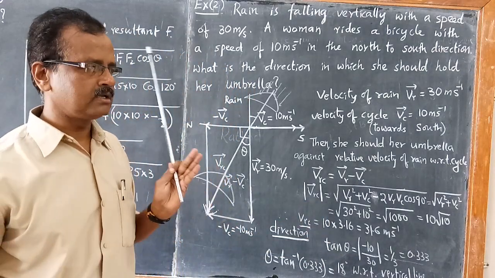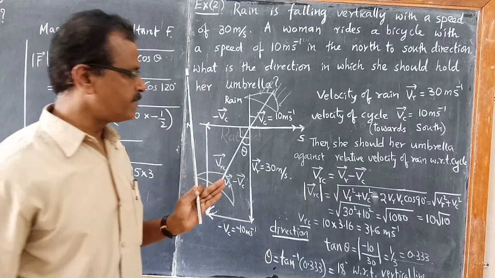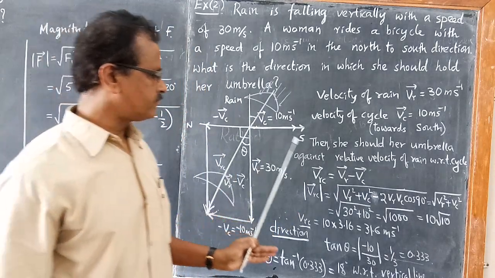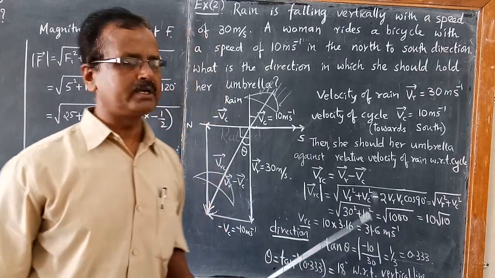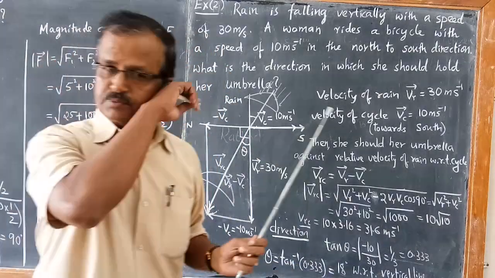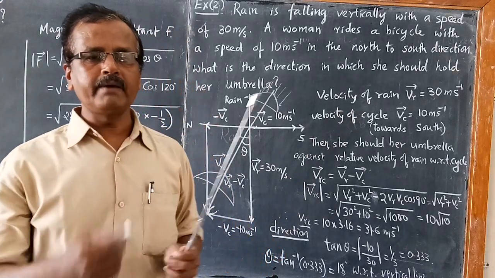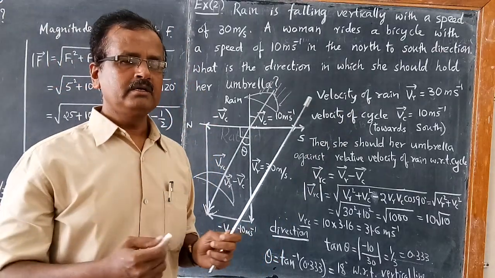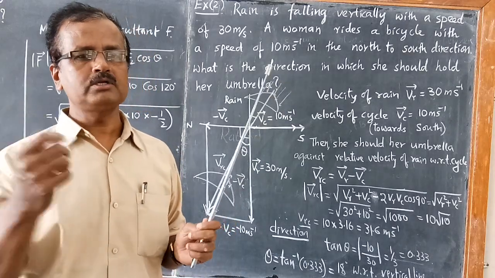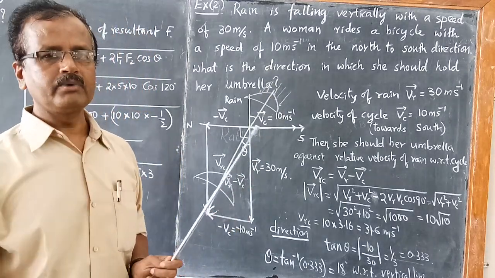Means the cyclist, the woman who is riding the bicycle, experiences a relative velocity of 31.6 meter per second, although the rain is falling down with 30 meter per second. It's quite a common experience. If you are riding a bike and it is drizzling, you will feel that the water drops are hitting you with more speed.